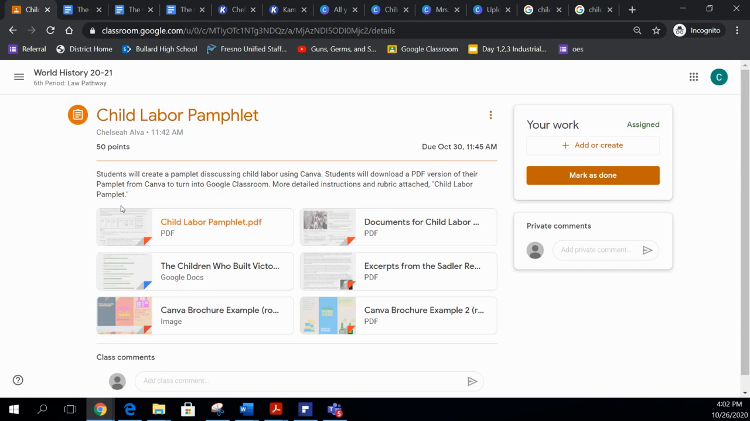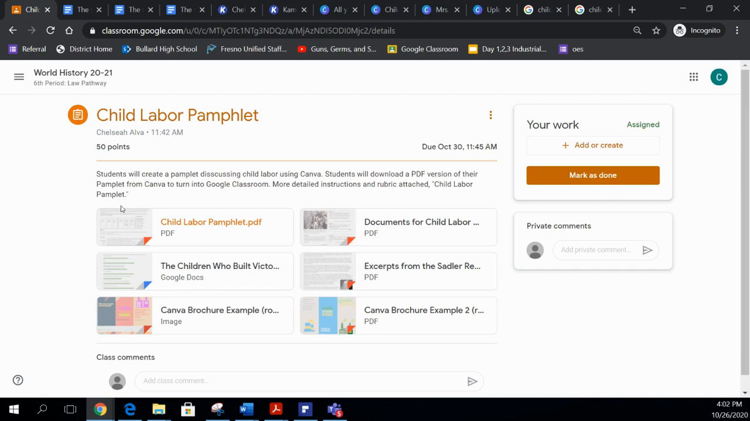So what you're going to be doing is creating a pamphlet. That's going to be a trifold pamphlet, one you would see in a doctor's office sitting on the counter. And your job is to convince people during the Industrial Revolution that child labor shouldn't be a thing. So really it's a persuasive project. You're trying to persuade people to end child labor.